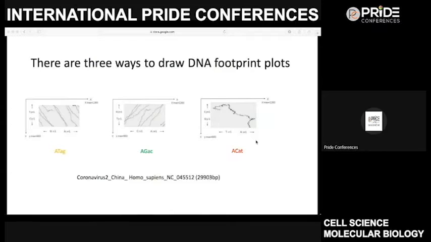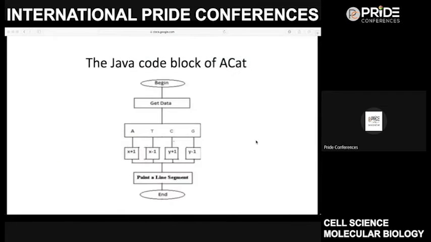In the ATGC plot, I plotted A to the right, T up, G left, and C down. In the AGCT plot, I plotted A right, G up, C left, and T down. And then in the ACTG plot, I plotted A right, C up, T left, and G down. We can see that the shapes of the DNA footprint are different using the three plotting options. In the current research, I use ACTG, and you can see in the image the shape of a coronavirus footprint looks like a fishing pole.